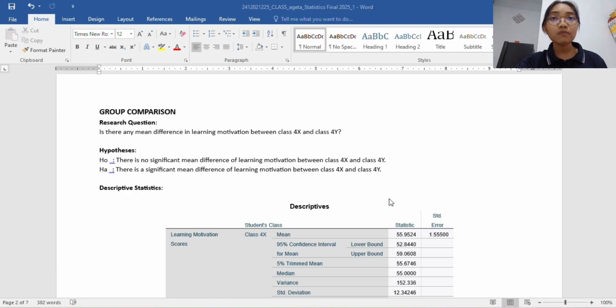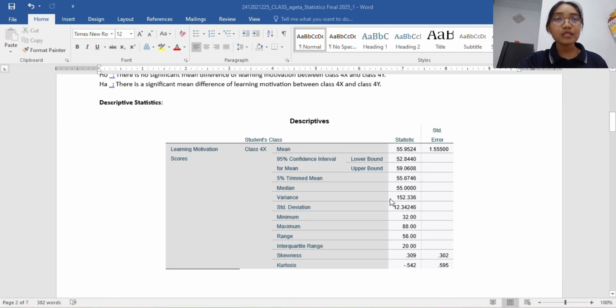Based on this, we can make two hypotheses. The H0 hypothesis: there is no significant mean difference in learning motivation between class 4X and class 4Y. And the HA: there is a significant mean difference in learning motivation between class 4X and class 4Y.